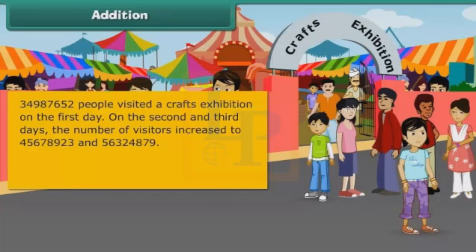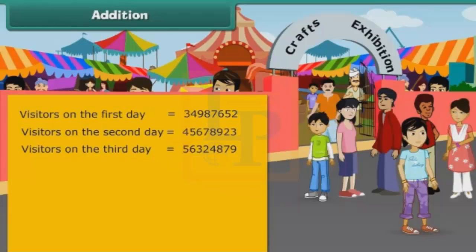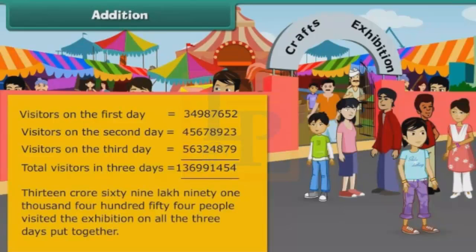Let us now look at a word problem of addition. 34987652 people visited a crafts exhibition on the first day. On the second and third days, the number of visitors increased to 45678923 and 56324879. How many people visited the exhibition in all? Visitors on the first day is equal to 34987652. Visitors on the second day is equal to 45678923. Visitors on the third day is equal to 56324879. Total visitors in 3 days is equal to 136991454. 13,69,91,454 people visited the exhibition on all the 3 days put together.